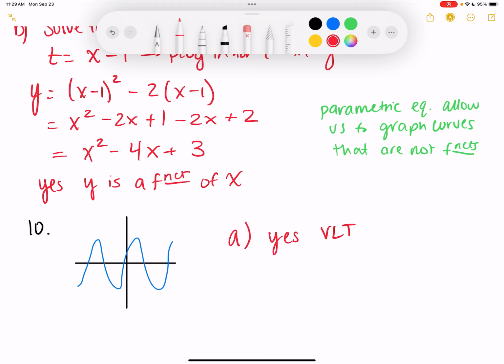Now part B says, does the relation have an inverse that's a function? So we use the horizontal line test for that. And if it passes the horizontal line test, it does have an inverse. If it does not, then it does not. Does this pass the horizontal line test? No. So there is no inverse for this function.